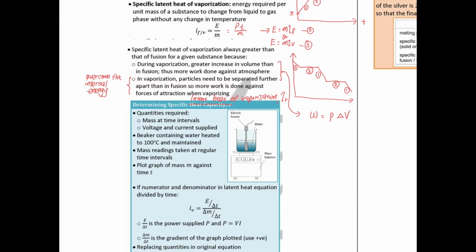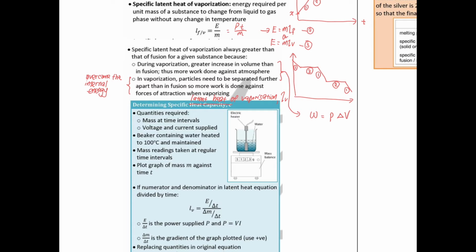Sorry. Okay, so here, a beaker containing water heated to 100 degrees Celsius and maintained at 100 degrees Celsius. At this time, you start looking at the mass of the water and you start your time at regular time intervals. That means, for example, every 1 minute you read the mass of water that remains here.